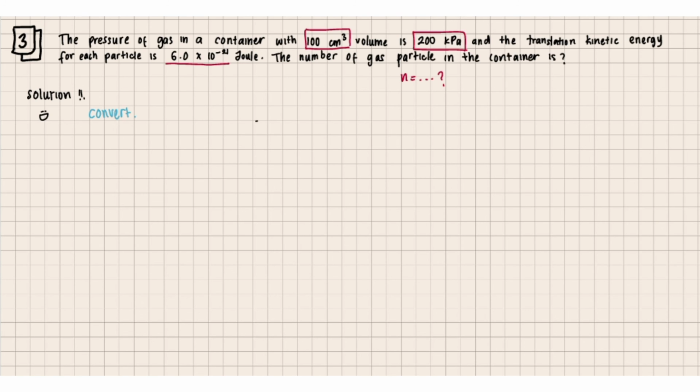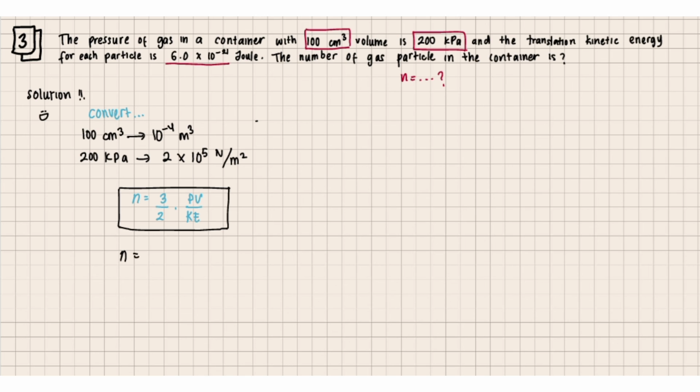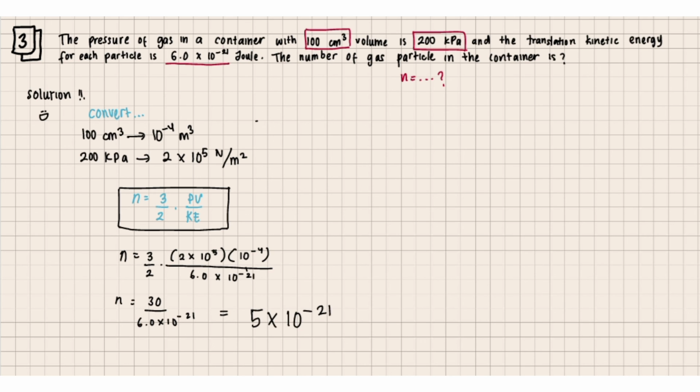First, we're going to convert that into SI, so 100 centimeter cubic become 10 to the power of minus 4 meter cubic. 200 kilopascal become 2 times 10 to the power of 5 Newton per meter square. So the formula is N equals to 3 per 2 times PV per kinetic energy. N equals to 3 per 2 times in the bracket 2 times 10 to the power of 5 times 10 to the power of minus 4 per 6.0 times 10 to the power of minus 21. N equals to 30 per 6.0 times 10 to the power of minus 21. So the result is 5 times 10 to the power of minus 21.